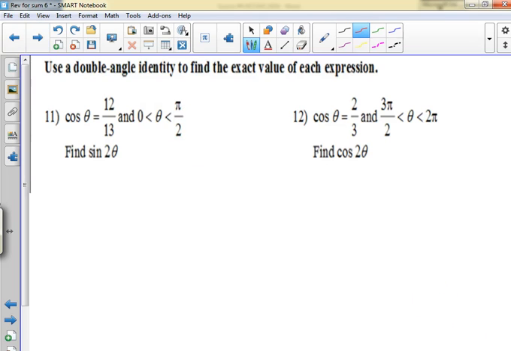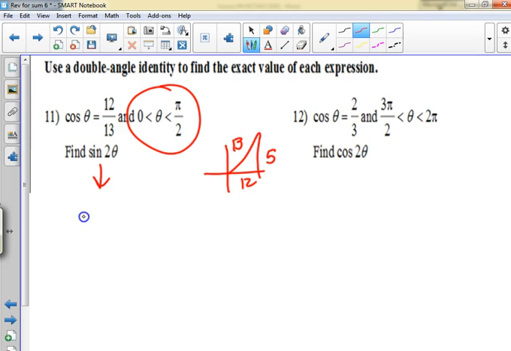Okay. What quadrant? Quadrant 1, cosine makes this one over here 5. What's the formula for sine 2 theta? You're supposed to have that one memorized. 2 times the sine times the cosine.